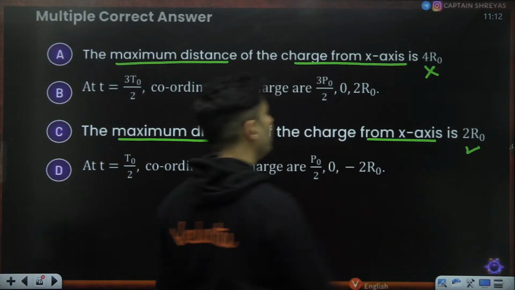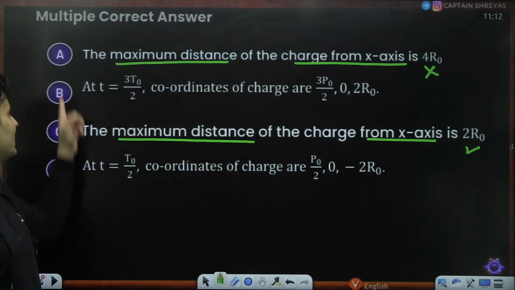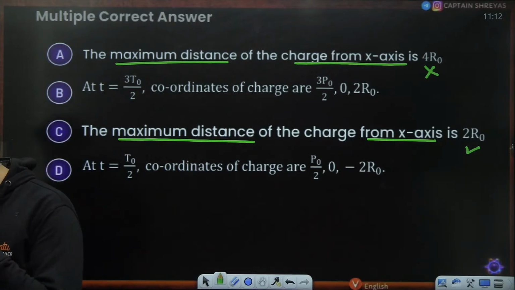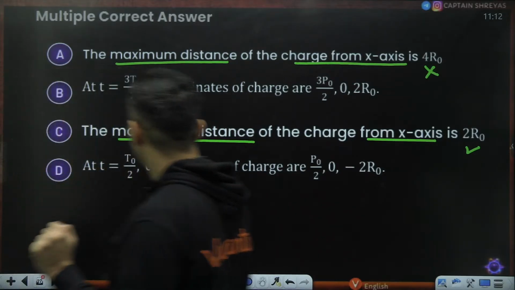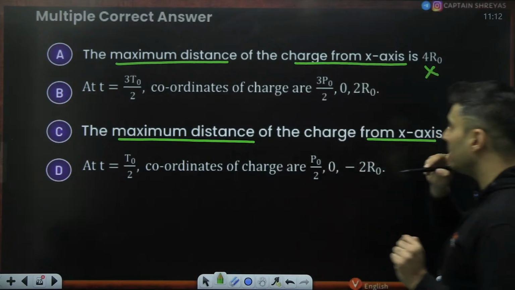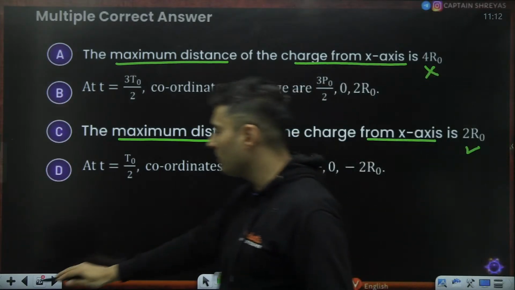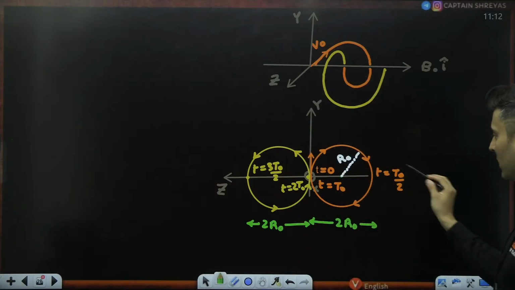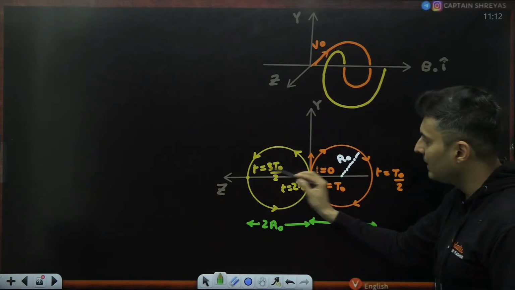So not 4R0. So hence, this is correct. This is absolutely wrong. So C is correct. A is wrong. Everyone till this point absolutely clear? Okay. Perfecto. Now let's go to the next point. T0 by 2 and 3 T0 by 2. I had kept these values in my mind. So deliberately I mentioned those points here. T0 by 2 and 3 T0 by 2.